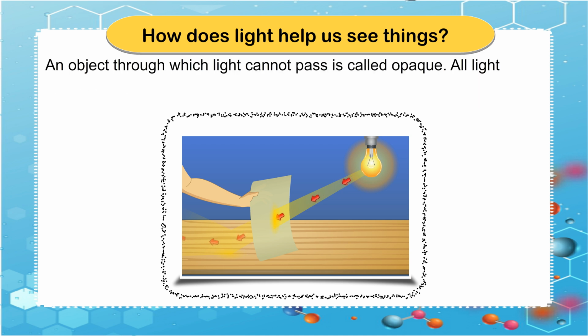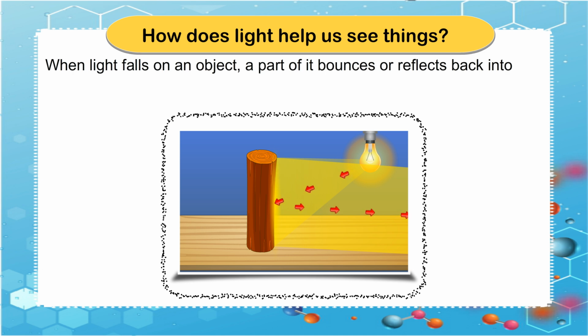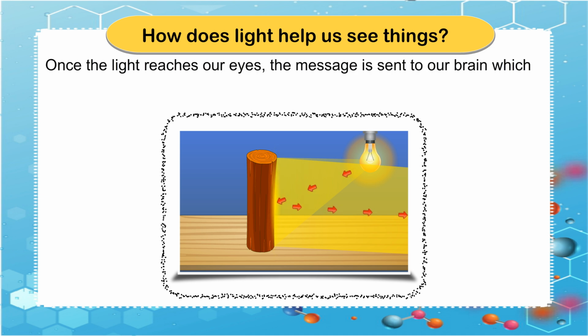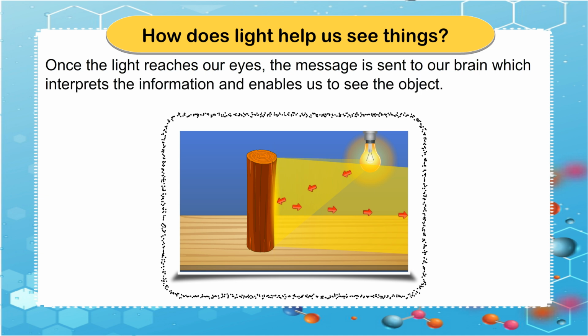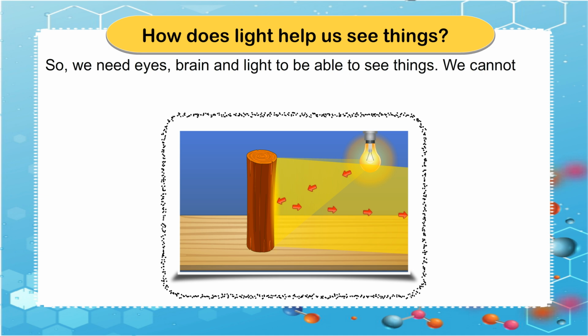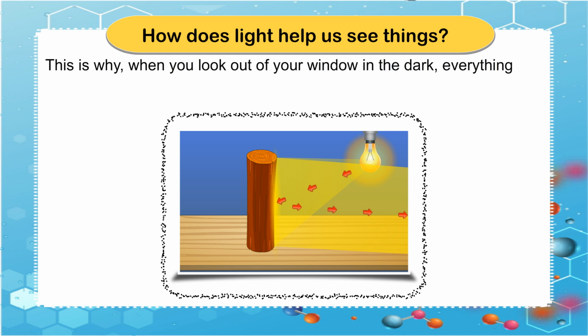An object through which light cannot pass is called opaque. All light hitting an opaque object bounces back. When light falls on an object, a part of it bounces or reflects back into our eyes. Once the light reaches our eyes, the message is sent to our brain, which interprets the information and enables us to see the object. So, we need eyes, brain and light to be able to see things. We cannot see anything in the absence of light. This is why, when you look out of your window in the dark, everything appears black.